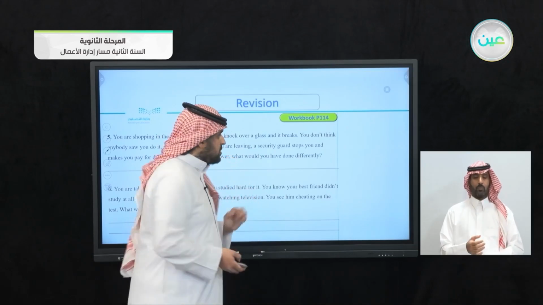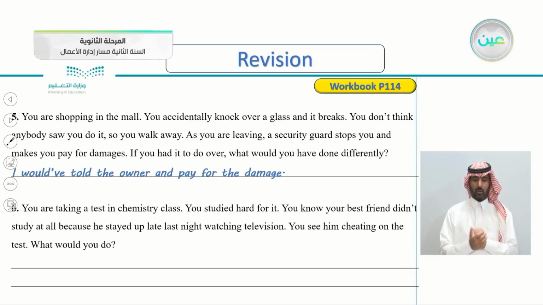So let's check what I've written here. I would have told the owner and pay for the damage. Same answer as the previous one. If you had to do it all over again, what would you have done differently? I wouldn't walk away. Of course, I wouldn't walk away. I would have told the owner and pay for the damage, pay for the broken glass.